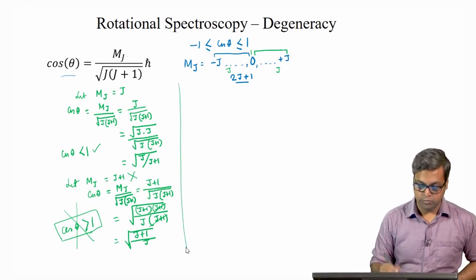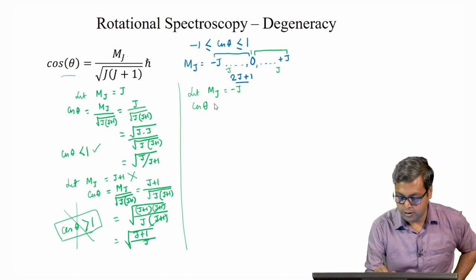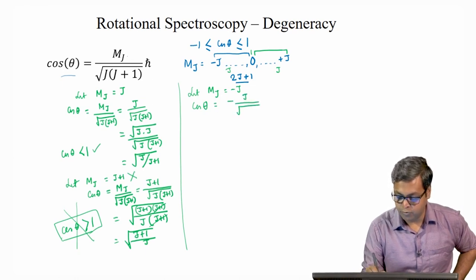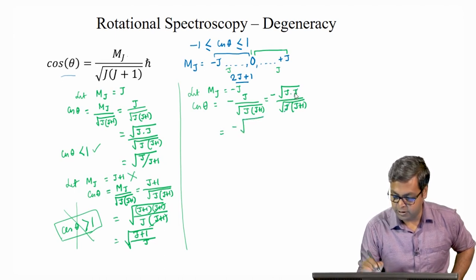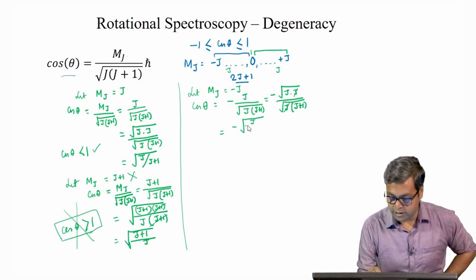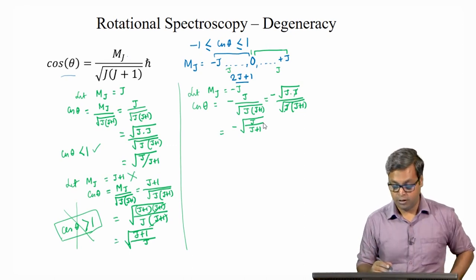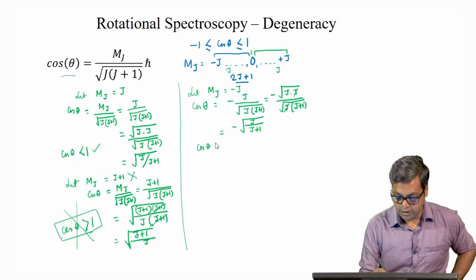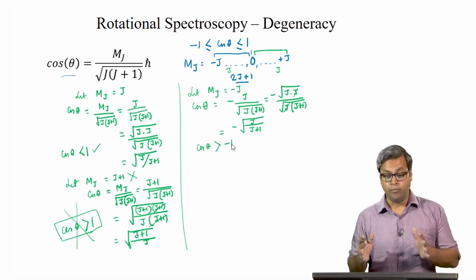Now, let us look into the minimum value. So, let us assume m_j equals minus j. So, we can write cos theta equals minus j divided by root over j times (j plus 1). So, this we can write as minus root over j times j divided by root over j times (j plus 1). So, this becomes minus root over, so we cancel j and j in the numerator and the denominator. So, what we get is root over j by (j plus 1), and because we have a negative sign and within the square root we have a number that is less than 1, we can say cos theta is greater than minus 1. So, this is again a permissible value. So, m_j can take a value of minus j.